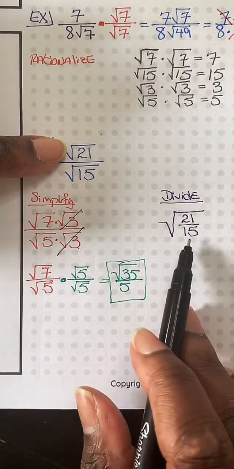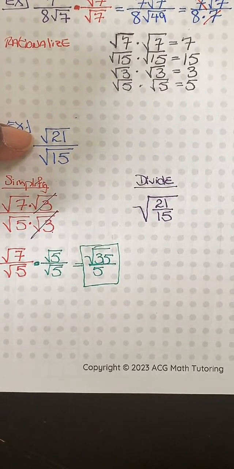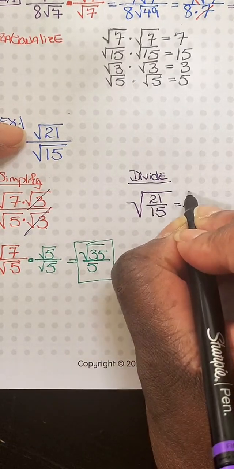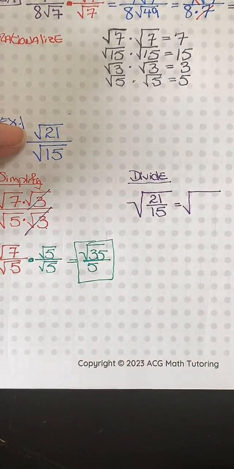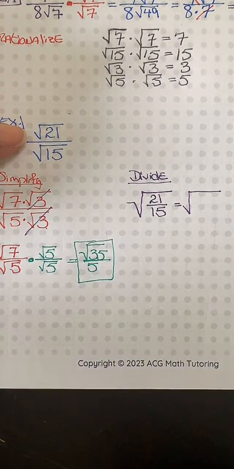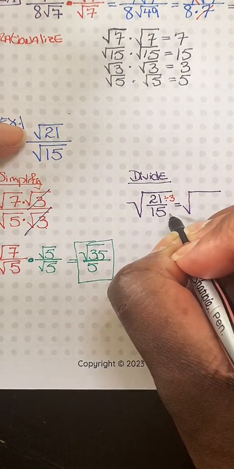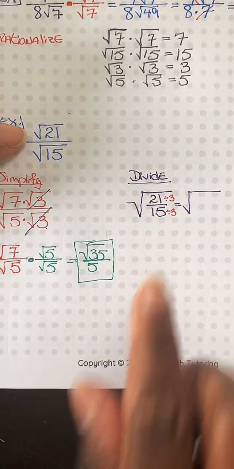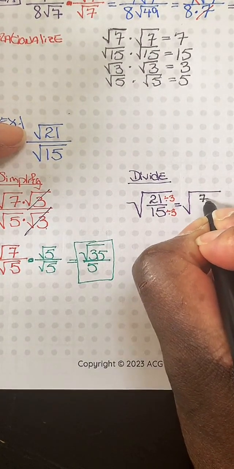Now, 21/15, that's not going to give me a nice, sweet, even number when I divide it. However, if I simplify it, 21 and 15, they're both in the 3 times table. So I'm going to divide this by 3, divide this by 3. That's how you simplify. So this will give me 7/5.